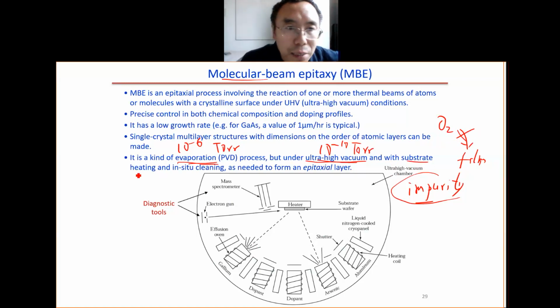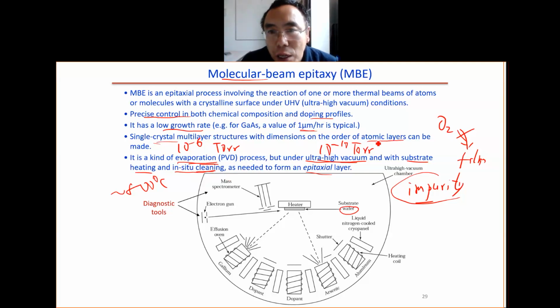We have separate heating to about maybe 800 degrees, for example. We need the high temperature to give a single crystal epitaxial film. We also have in situ cleaning. That means before the deposition, we clean the substrate, we clean the wafer. This is needed for the epitaxial layer growth. So we can have precise control of the chemical composition and the doping profiles. It has a very low growth rate, for example 1 micrometer per hour. This is much lower than evaporation, where we can get 1 micrometer per minute if we want to run fast. So we have a single crystal film with atomic layer precision.